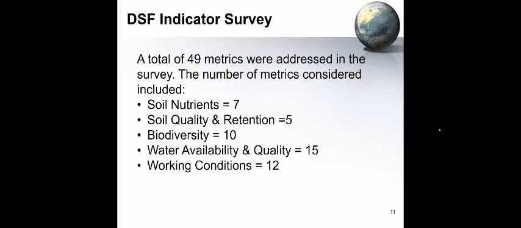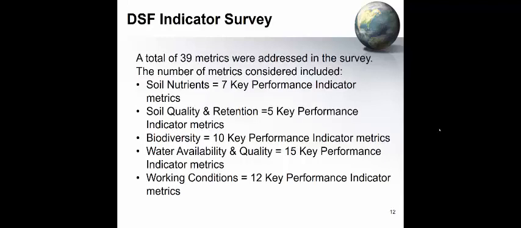49 metrics were addressed in the survey across soil nutrients, soil quality and retention, biodiversity, water availability and quality, and working conditions. Results were fairly broad. 7 key performance indicator metrics for soil nutrients, 5 for soil water, 10 for biodiversity, 15 for water quality and availability, and 12 for working conditions.